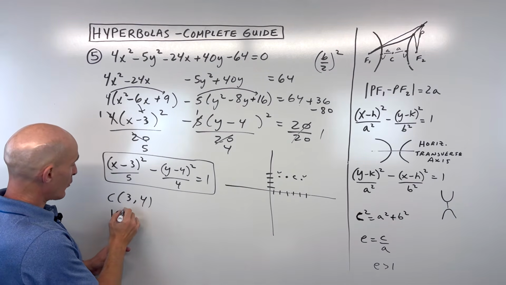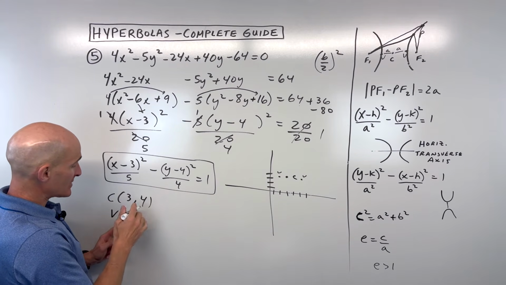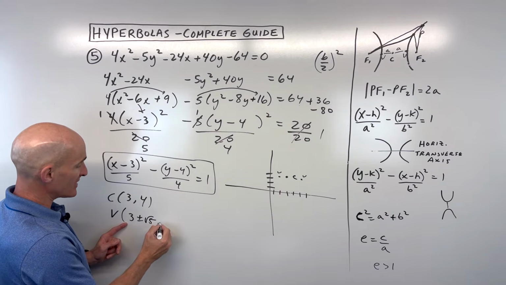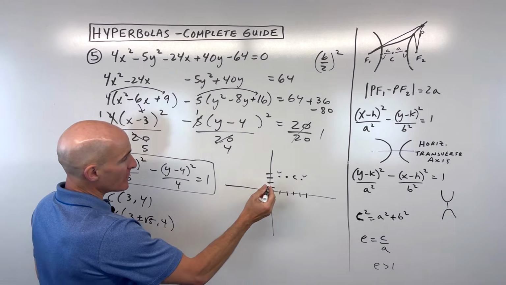And if we wanted to be more precise about this, because we're going square root of 5 left and right from the center, that's affecting the x values. We're going to add and subtract square root of 5 from the x coordinate of the center. And then for the 4, we're going to go up and down 2.